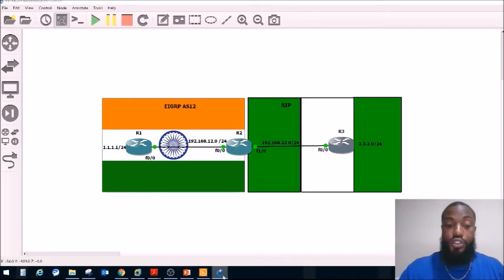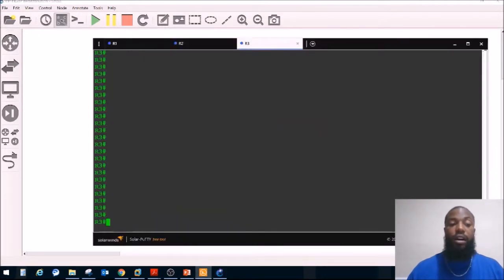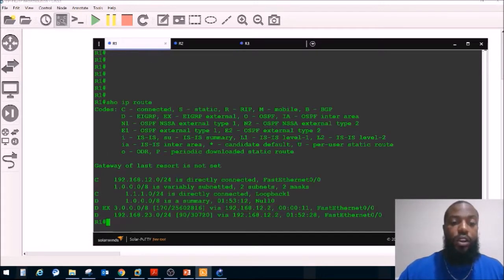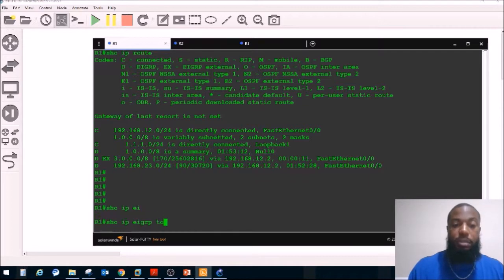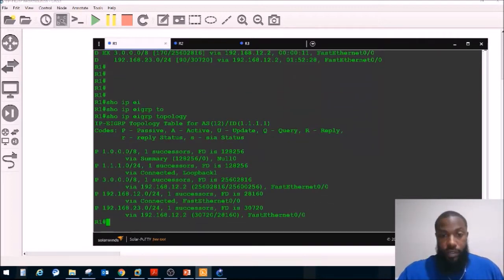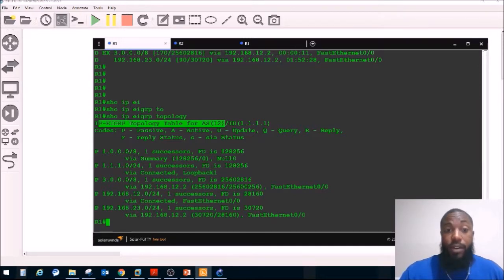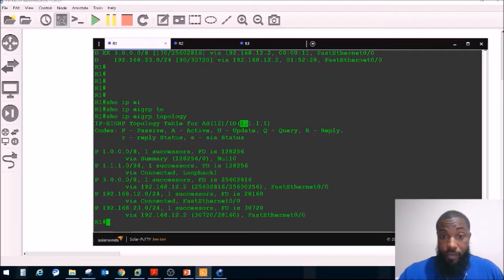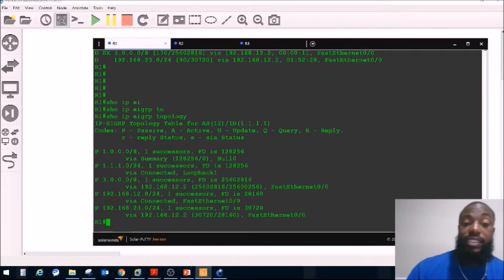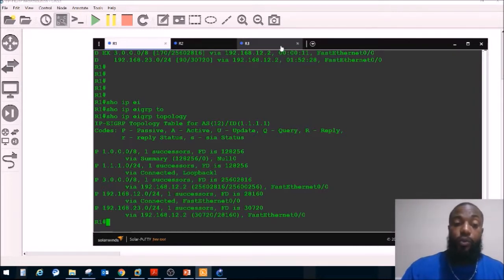So let's see what we want to do next. Let's go into router 3 and take a look at router 3's routing table. Actually, you know what? Let's go back and show IP EIGRP topology. That'll show you, see? Now, since we did that, it tells you that it's an EIGRP route and it was for AS 12, right? That's the ID number. Here's the route that we learned, one successor, FD is 256. So that's one command you also want to learn: show IP EIGRP topology when you are running redistribution.